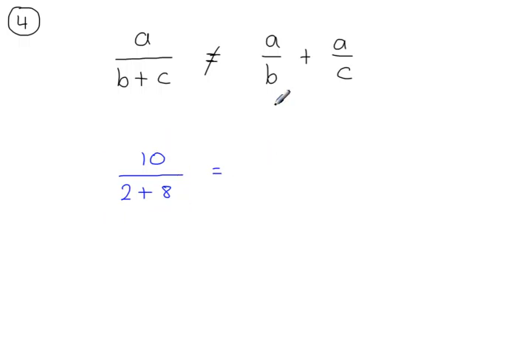So using the above error, I'm going to try and split this up into 2 fractions like this. 10 divided by 2 is 5. You can tell that's wrong already. That was equal to 1. I've already got 5 by just looking at this fraction. Okay, so these are not equal.